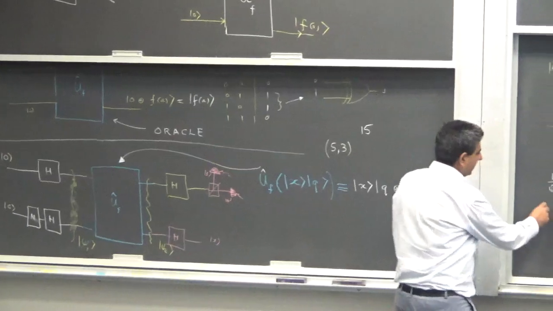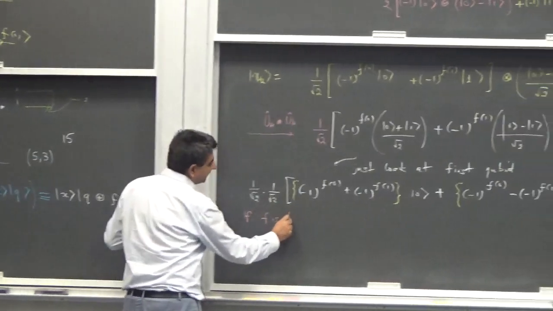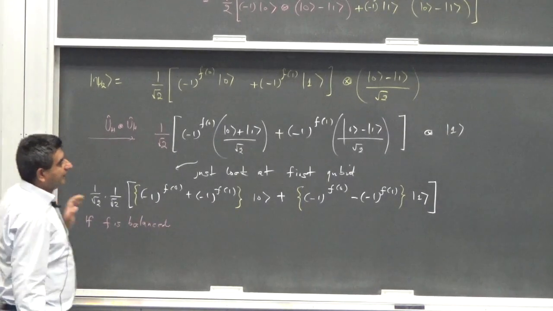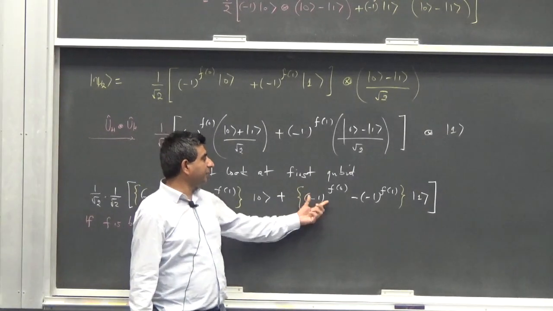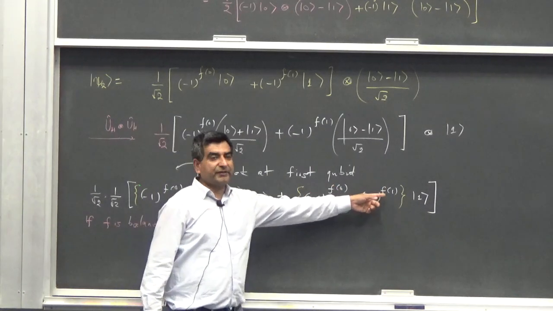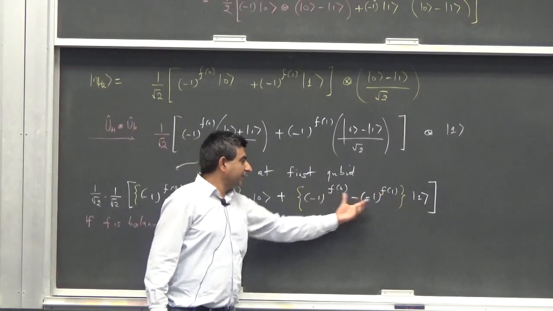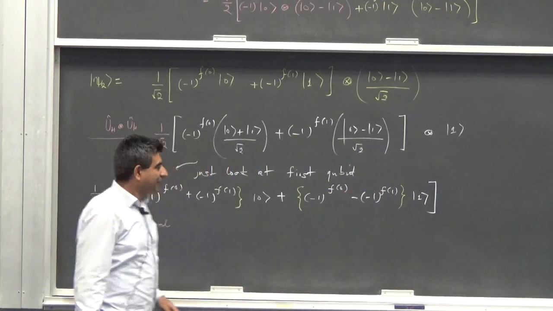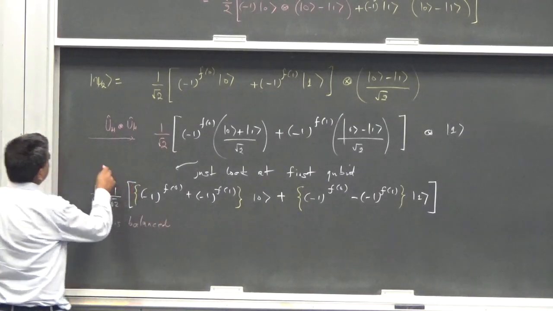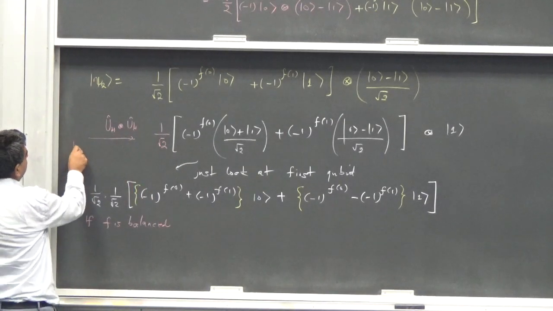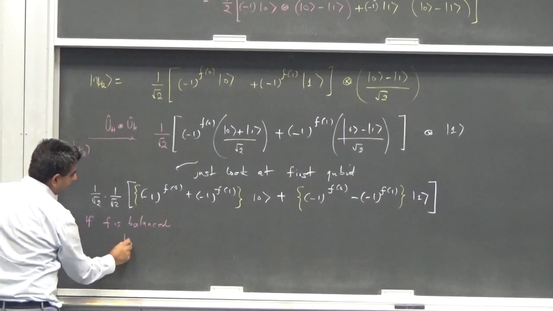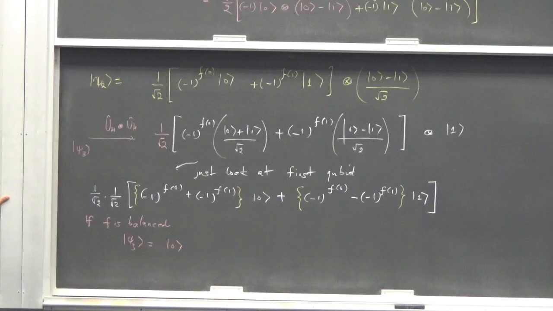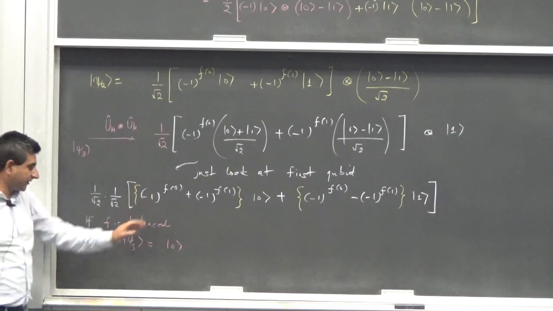So if f is balanced, then this term just withers away, because this will be minus 1 raised to power something minus minus 1 raised to power the same thing. So this will be the difference of 2 like numbers, that will be 0. So the output, let's call this output say psi 3. Psi 3 will be simply ket 0. This term is going to survive.